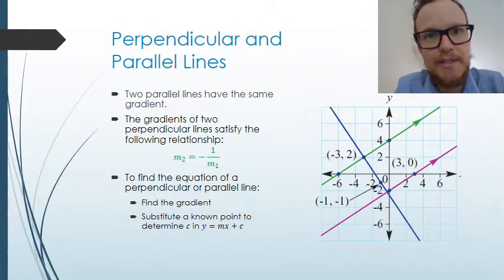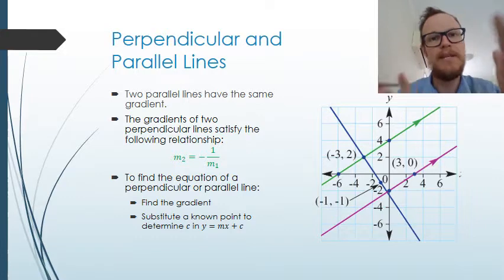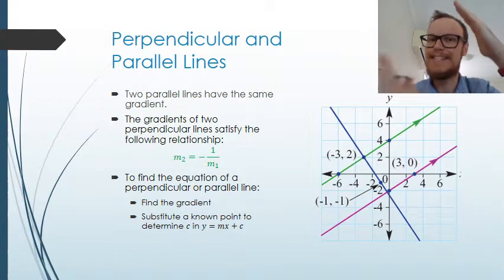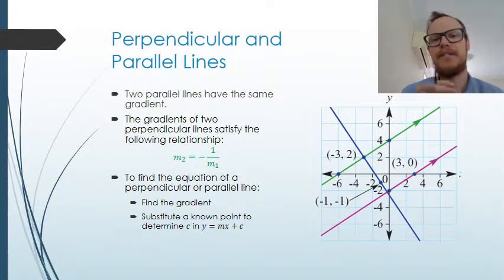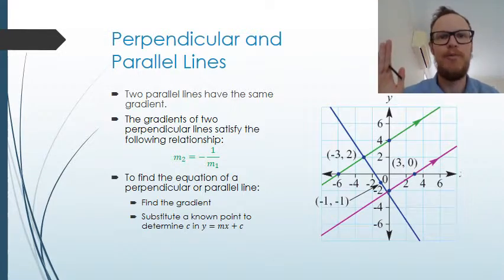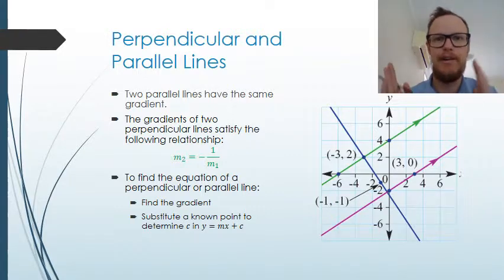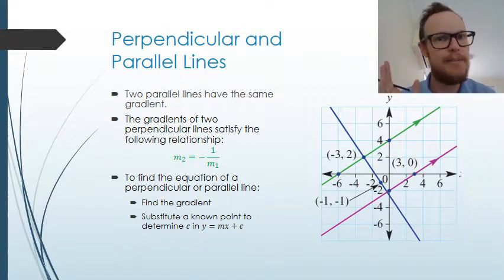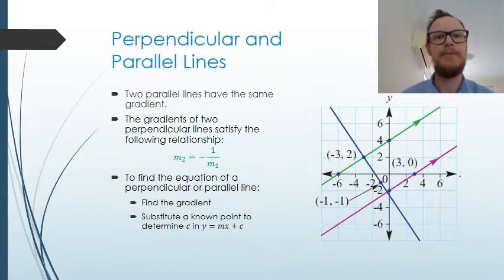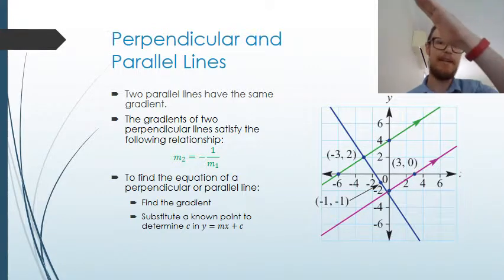The reason for this is that if they're parallel, they'll never meet. They are moving in exactly the same direction. That means for the exact same change in their x value, they're going to see the exact same change in their y value. So their gradients are going to be identical. Parallel lines, identical gradients.